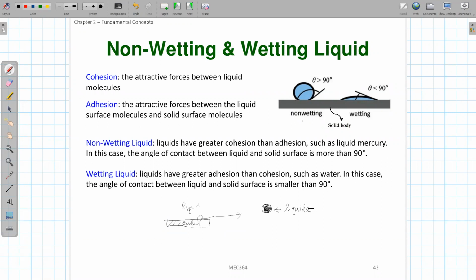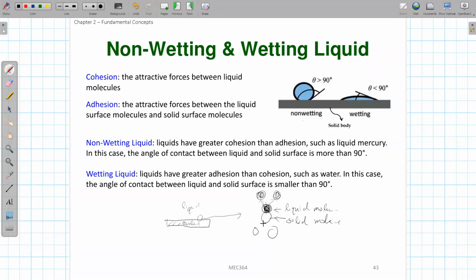On the other side we have a solid molecule. On top we also have other liquid molecules, and on the bottom other solid molecules. Between the liquid molecules there is an attraction force, which is called cohesion. So cohesion is the attractive force between the liquid molecules, which drags them toward each other.